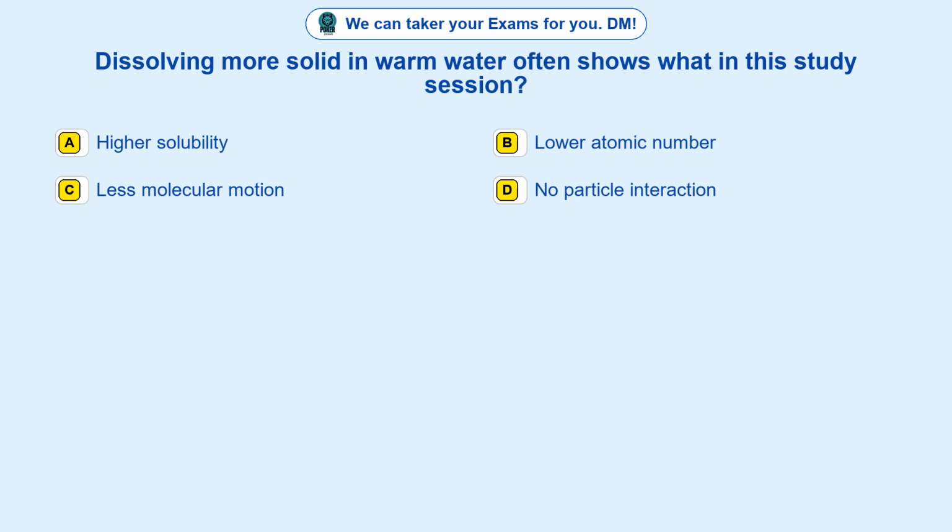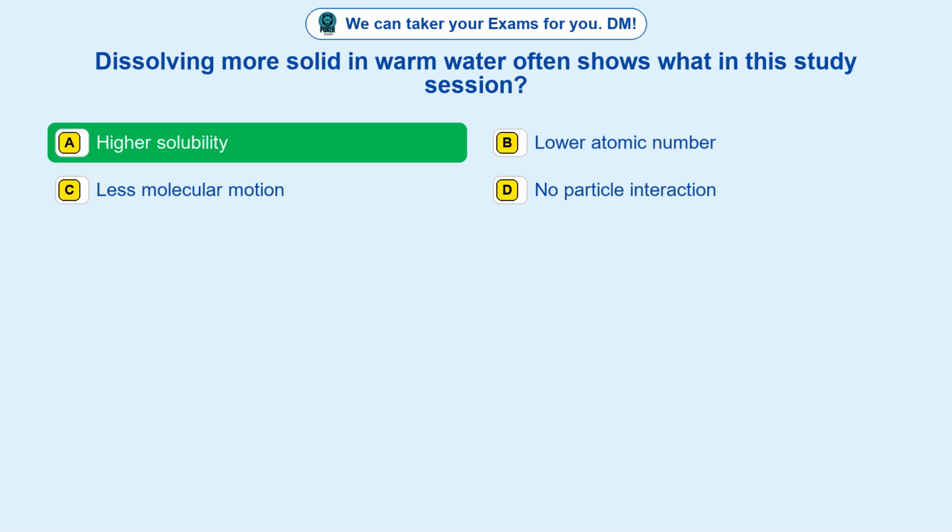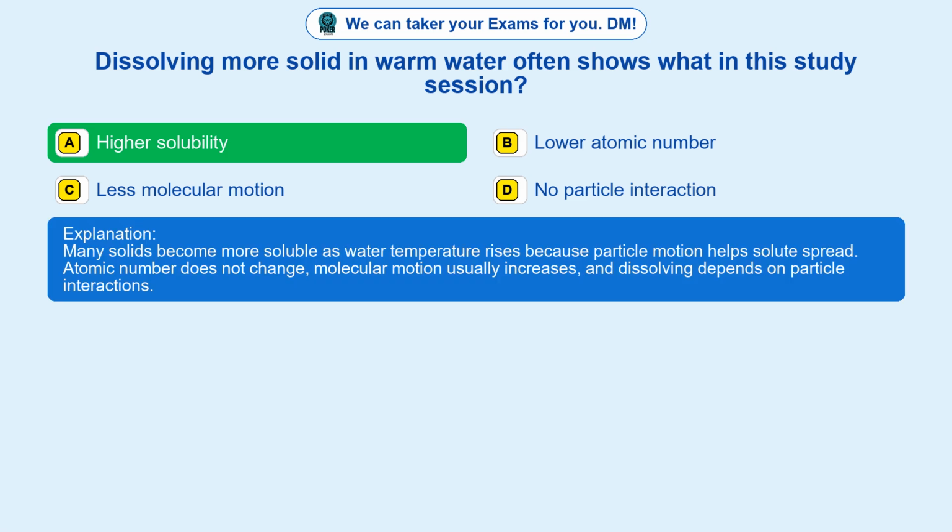Question 54. Dissolving more solid in warm water often shows what in this study session? Option A higher solubility. Option B lower atomic number. Option C less molecular motion. Option D. No particle interaction. The correct answer is option A. Higher solubility. Many solids become more soluble as water temperature rises because particle motion helps solute spread. Atomic number does not change, molecular motion usually increases, and dissolving depends on particle interactions.